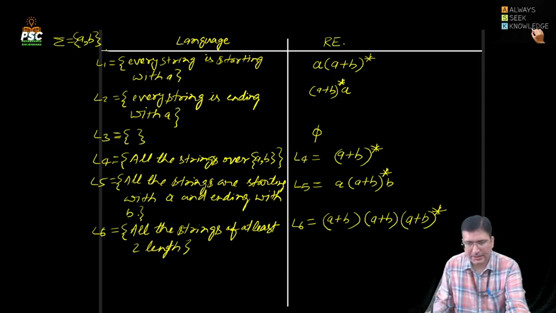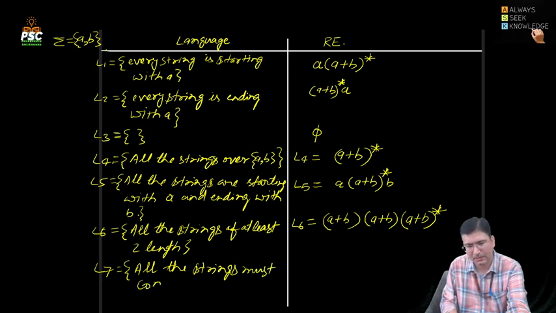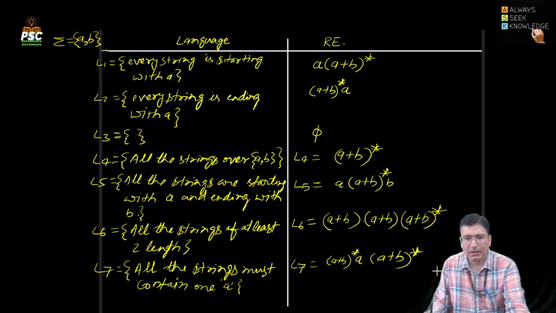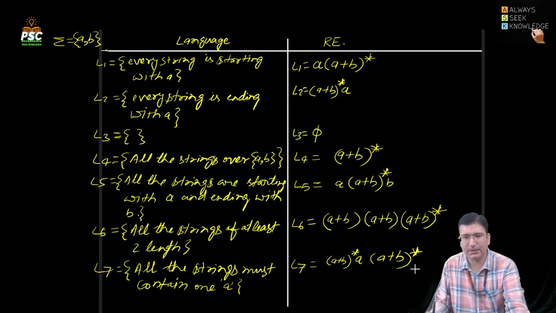So let's say I say L7, in which every string must contain at least one a. So if one a is compulsory, for L7 we may write a as compulsory. Before that, a or b, anything comes. After that, a or b, anything comes. Right? So I hope you can understand how we are utilizing the regular expression to represent different languages.